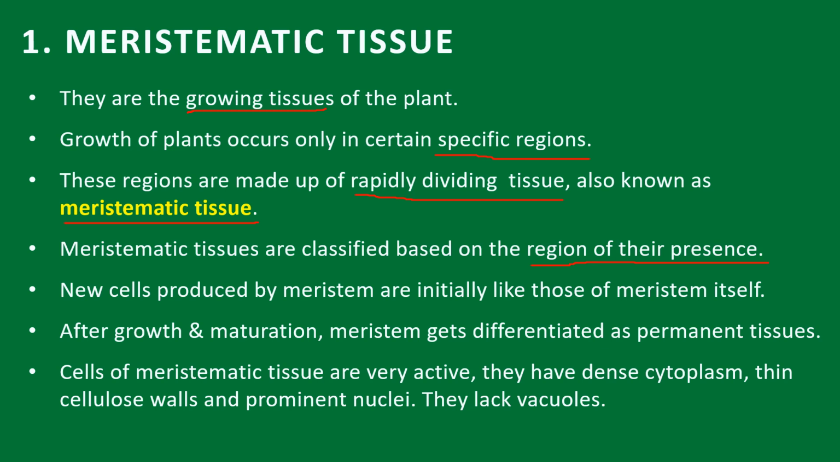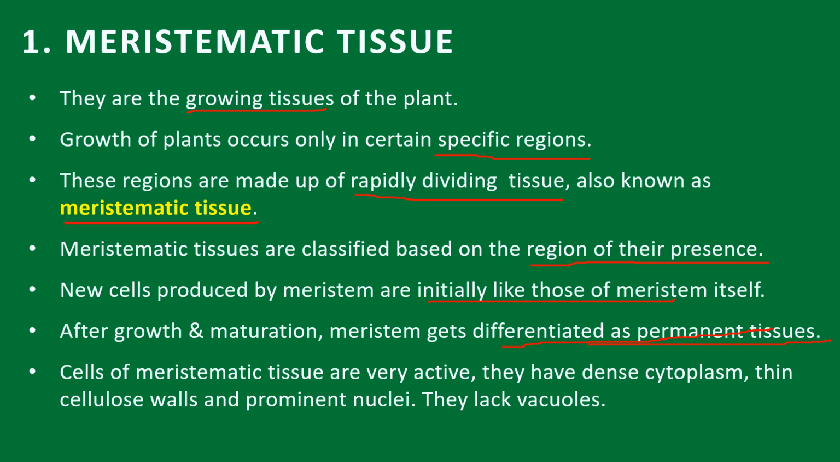Once a meristematic cell divides, it produces a cell that looks like meristem initially. A meristem cell is dividing, forming daughter cells, and the daughter cells also look like the parent cell. But after it grows and matures, meristem gets differentiated as permanent tissue. So all the permanent tissue is made up of meristematic tissue.